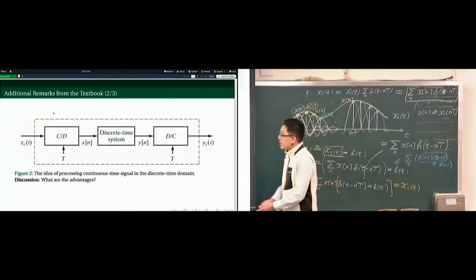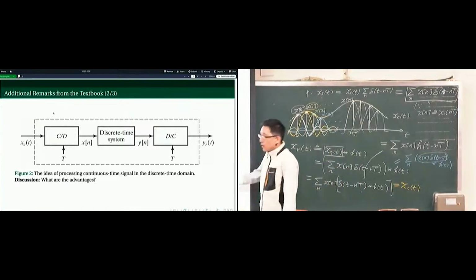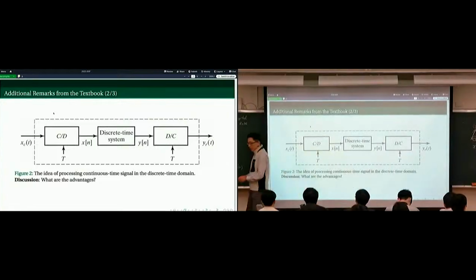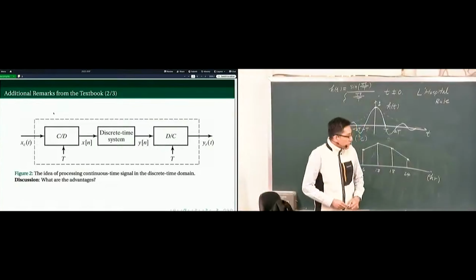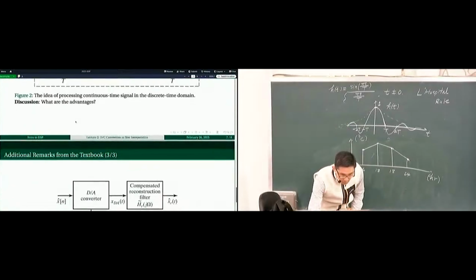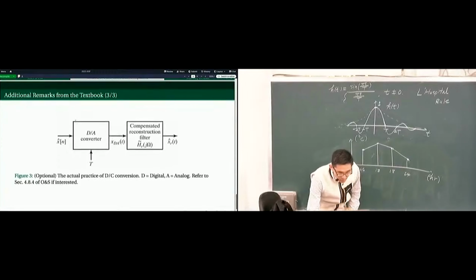But this semester we focus in the middle. Discrete time processing of continuous time signals. But it's always good to come back to this question and just question yourself, what are the advantages of going digital? What are the advantages? But just let me conclude with this final slide.